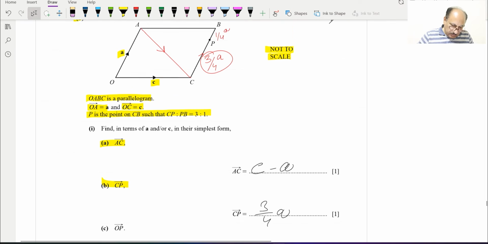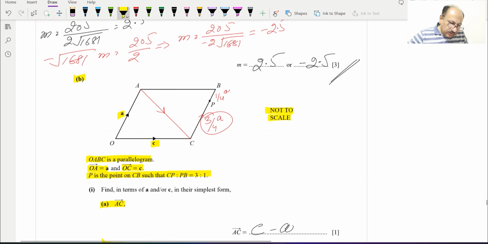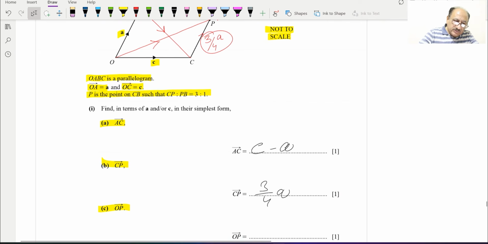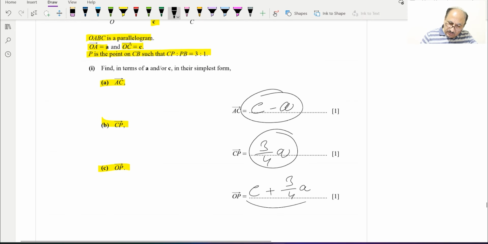And then they are asking for OP, position vector of P. We can draw the line, this one, OP will be this direction. So for OP we will take this route C and plus this one, so this will be C plus CP, which is 3 by 4A, which we just found over here, and these are the answers. This is basically the answer for 1 mark. These are all 3 1-mark questions.